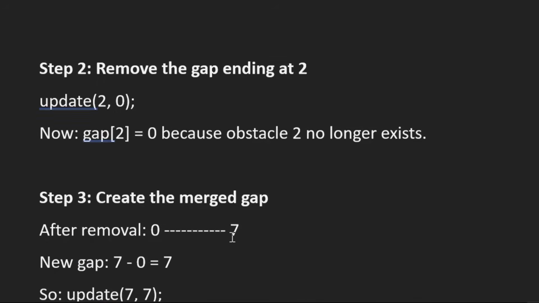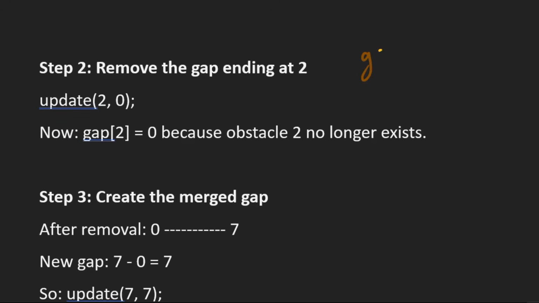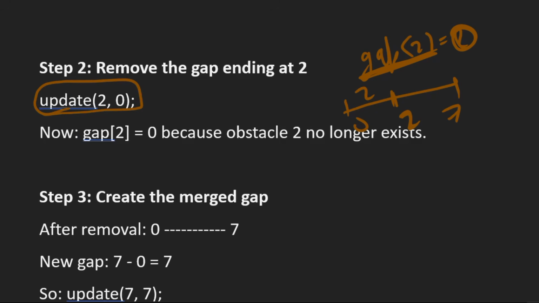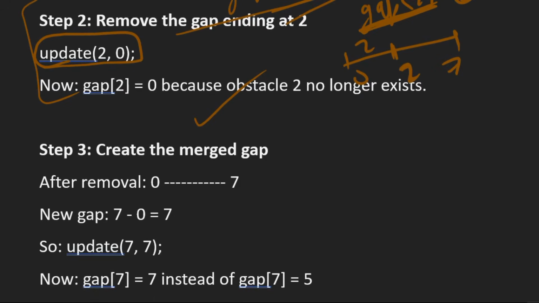This is step 1. Then the step 2. So we have gap of 2 is equal to 2. If you see 0 2 7, so gap of 2 is equal to 2. Now 2 has been removed, so we need to make gap of 2 equal to 0. So we have to update 2 to 0, that is gap at 2 will be 0 because we removed the obstacle 2. So this is the second step, that we make the gap of the removed obstacle x as 0. So we update that.